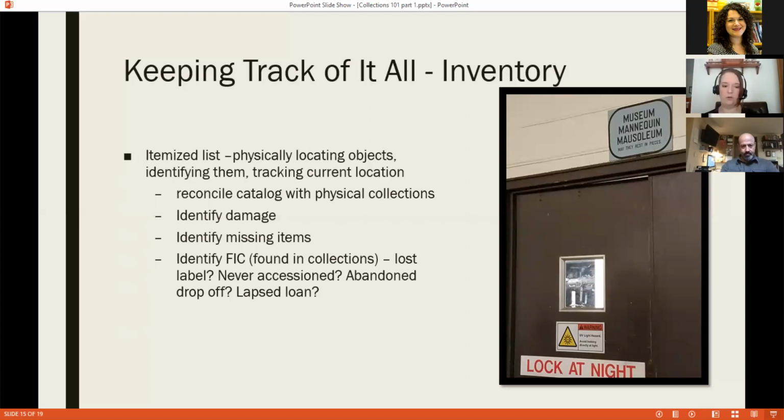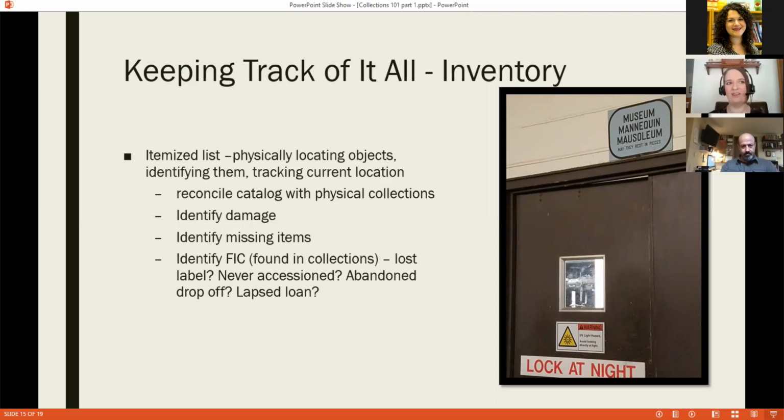One of the things we talk about a lot is FIC, or found in collections. These are just items that you find and you have no idea what they are, or why they're there, or where they came from. It could be something you do have documented in your collection, but you just lost the label, or something of that nature. It could be an item that you acquired but never accessioned. It could be something that somebody just dropped off randomly at your doorstep. And it could also be a loan.